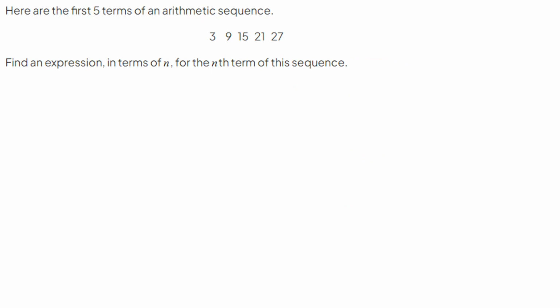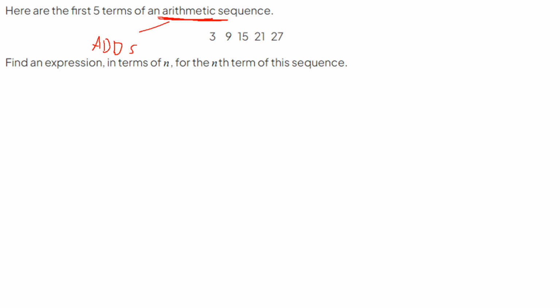Here are 5 terms of an arithmetic sequence. We got 3, 9, 15, 21, and 27. So what is the nth term of this sequence going to be? Because it's an arithmetic sequence, the word arithmetic basically means it adds each time. And we can see that it adds each time, but what does it add by? So let's first and foremost find the common difference.